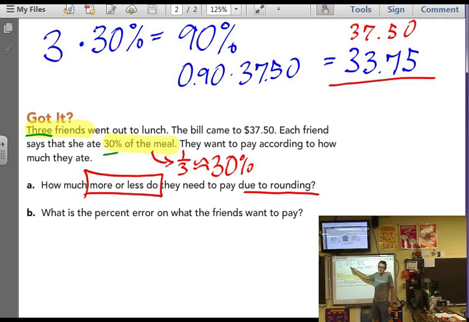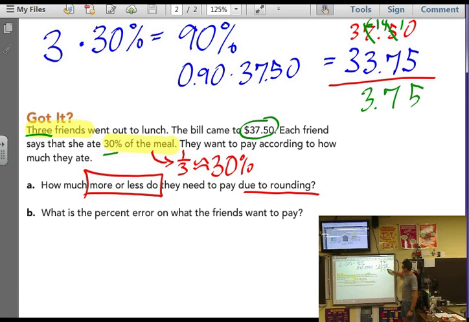If 3 friends each pay 30%, in total they pay 90%. Now that's not okay, because you can't pay 90% of the food that you ate. You've got to pay for 100% of it. But if they tried to pay only 90%, we'd do 90% or 0.90 of $37.50, our total meal amount. They would have tried to pay only $33.75, which when I do the borrowing here, I get $3.75. So that is how much more the friends would actually need to pay based off their rounding.